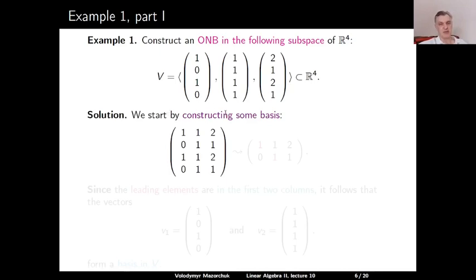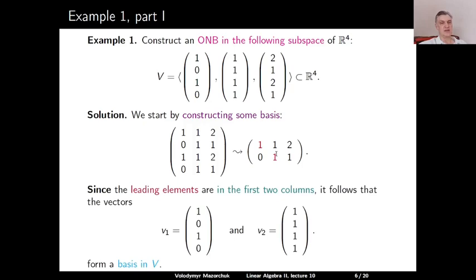In order to construct some basis in V, we write the generating vectors as columns in the matrix, and we need to reduce this matrix to a row echelon form using Gauss elimination. So here we readily see that row 1 and row 3 are the same, so we can delete row 3. Row 2 and row 4 are the same, so we can delete row 4, and we immediately get a matrix which is close enough to the row echelon form. So the first row is 1, 1, 2, and the second row is 0, 1, 1. So we have 2 leading elements, one in column 1 and the second leading element in column 2.